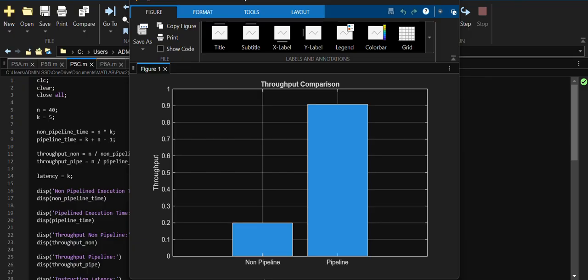So this is the comparison of throughput between non-pipeline and pipeline. It shows throughput is very high for the pipeline processor.